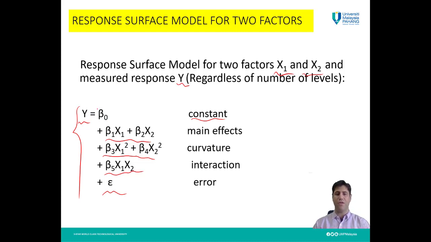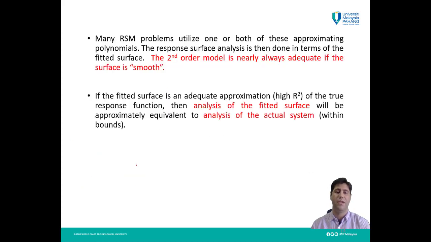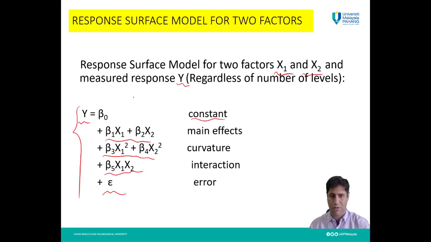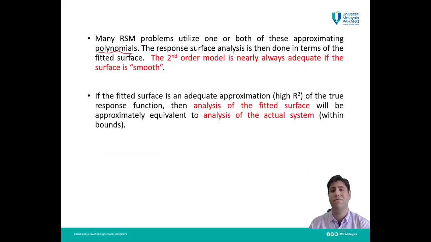To find this equation, what you need to do according to factorial design, you know about that. You need to define levels for factors and run the experiments. Then you can find a relationship between the factors and responses by this model. We call this modeling. So for two factors, the response surface can be defined by this equation. Then many RSM problems utilize one or both of these approximating polynomials. The response surface analysis is done in terms of the fitted surfaces.